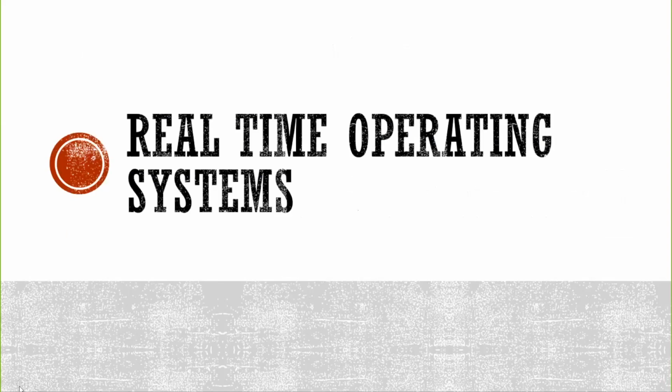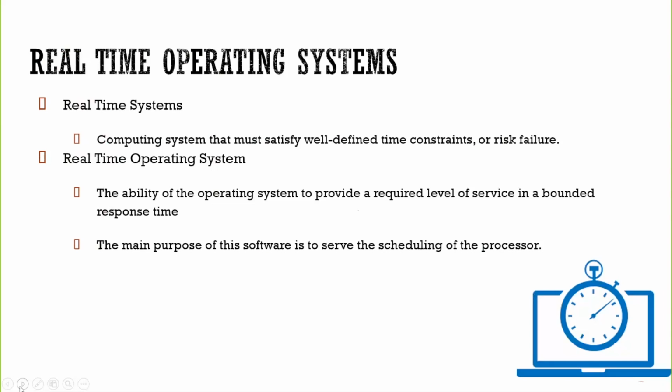So a real-time operating system is a computer system that must satisfy well-defined time constraints or risk failure. In other words, real-time systems work correctly when they can execute their functions properly within the specified periods of time at which the results must be given. If the system is not able to execute within the time constraint, then its function fails.